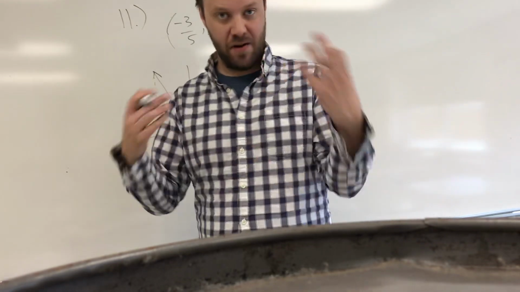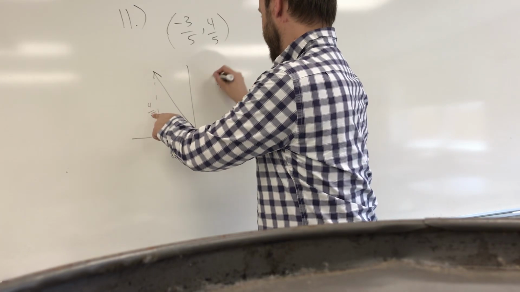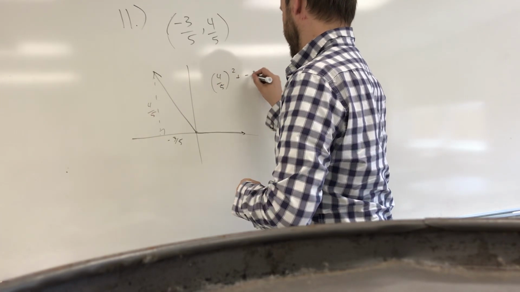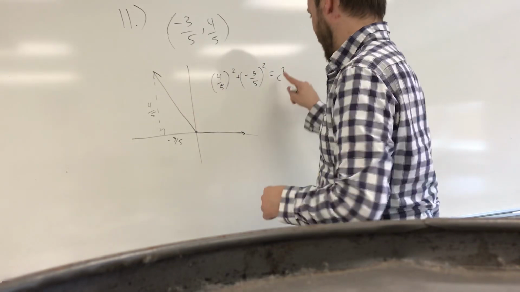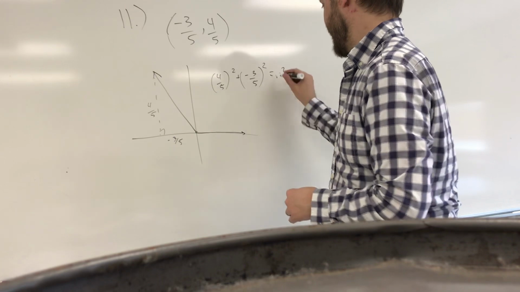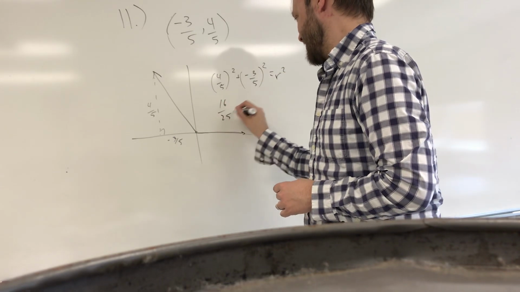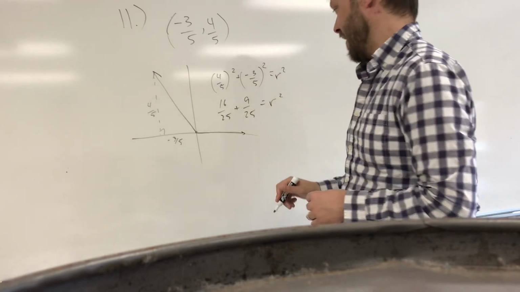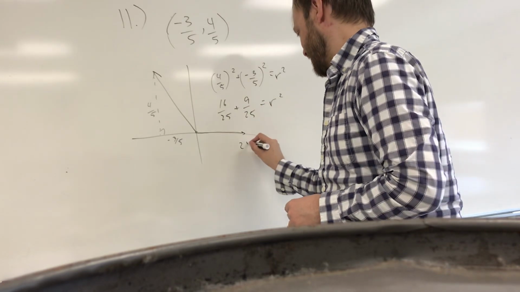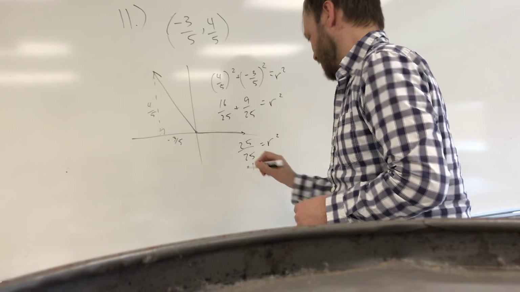So if you didn't know it was on the unit circle, you'd take 4/5 squared plus -3/5 squared, and you'd set that equal to c squared, or I guess r squared actually, to find your r value here. And that's 16/25. That's 9/25. It's going to be equal to r squared. And you can see here you get 25/25, which of course is equal to 1, so your radius is 1.